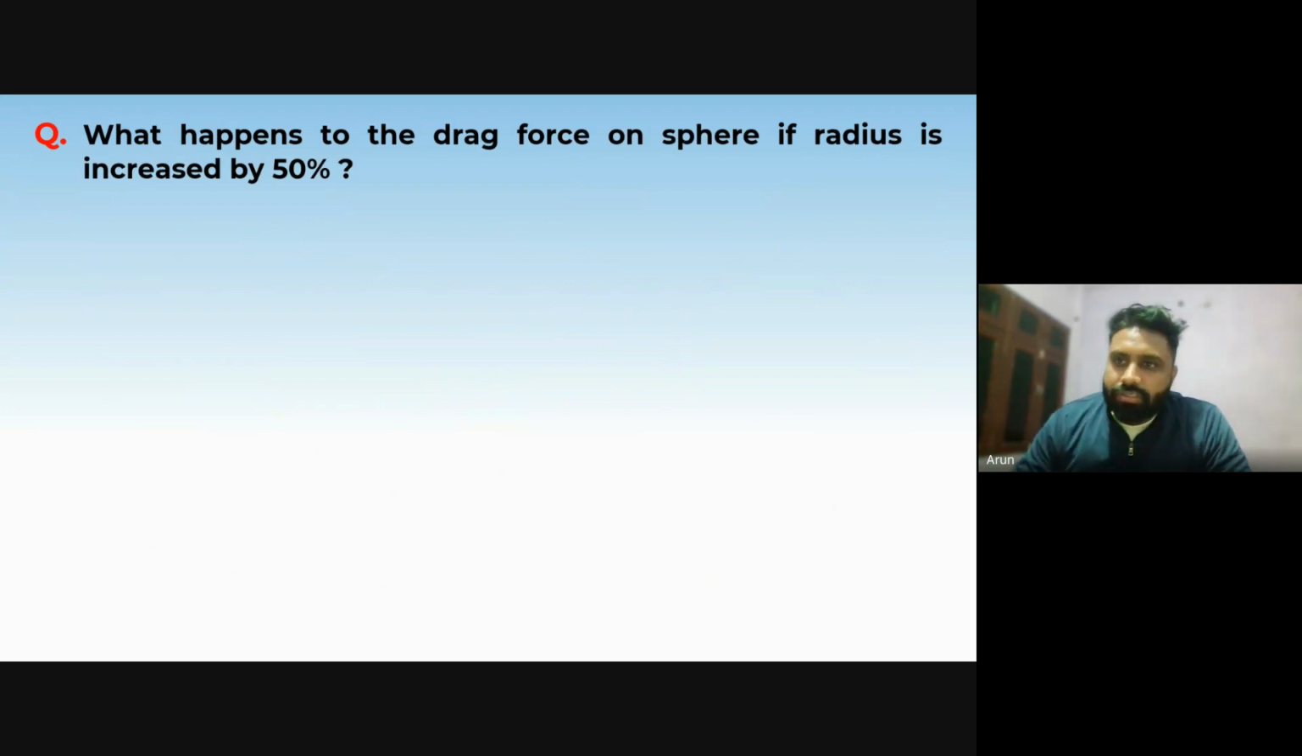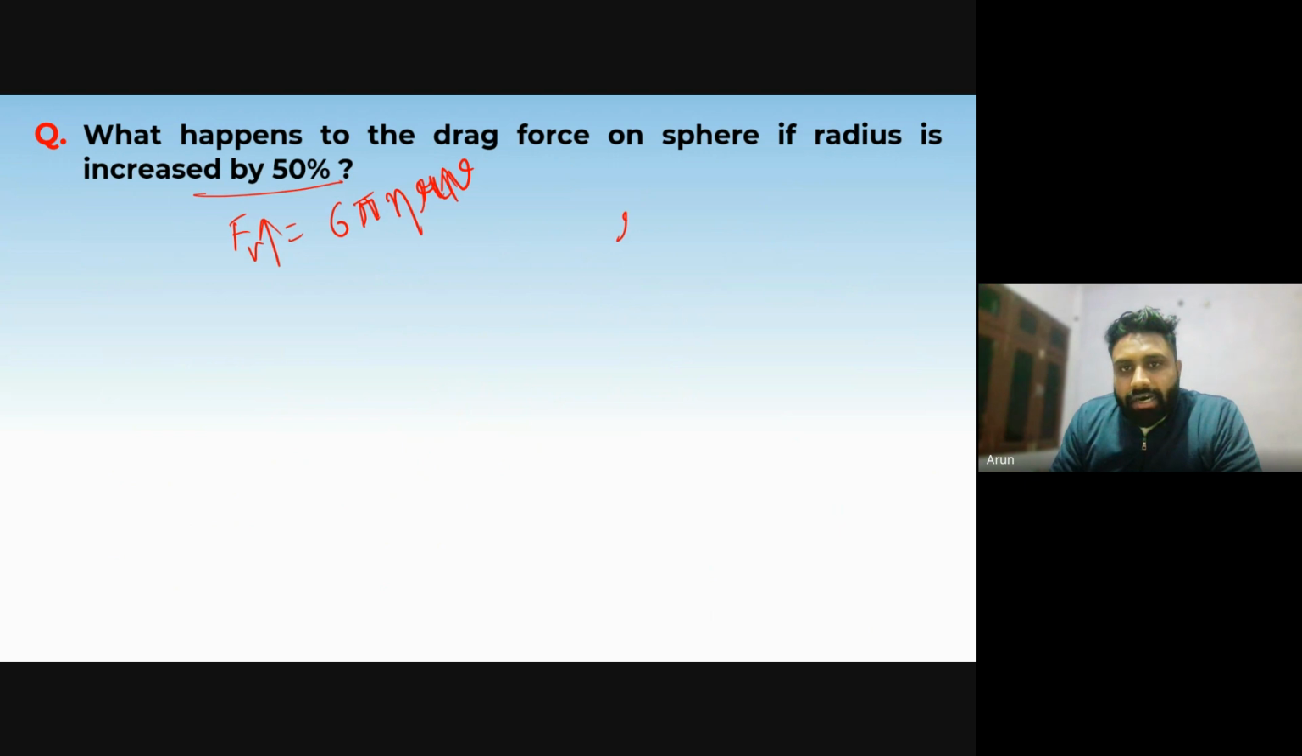Now do this question. What happens to the drag force on the sphere if the radius is increased by 50%? Obviously we have an idea that the viscous force we are talking about is 6 pi eta rv. So it depends directly on the radius. If the radius increases, the force will increase. Here we have increased the radius by 50%, which means r by 2. 50% of r will be r by 2.